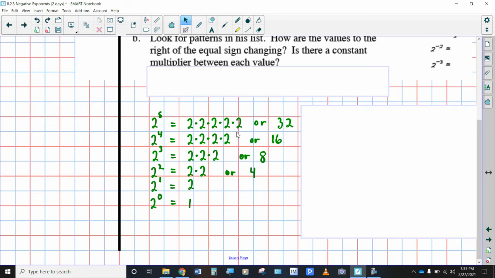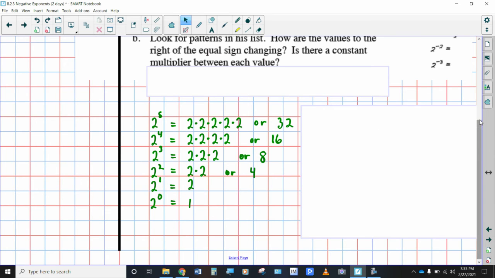So 2 to the third is equal to 8, because in essence, you are taking away a 2 that's being multiplied, which is the same as dividing. 2 squared is 4, 2 to the first is 2, and in keeping with this pattern, if we keep always dividing by 2, 2 divided by 2 is 1, so 2 to the 0 power has to be equal to 1 according to this pattern, okay?